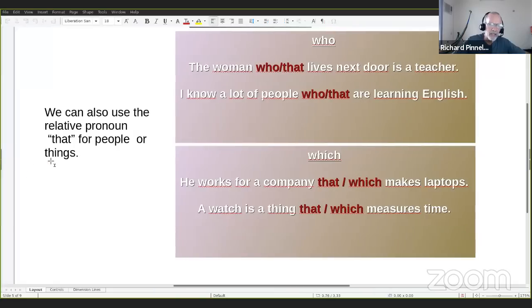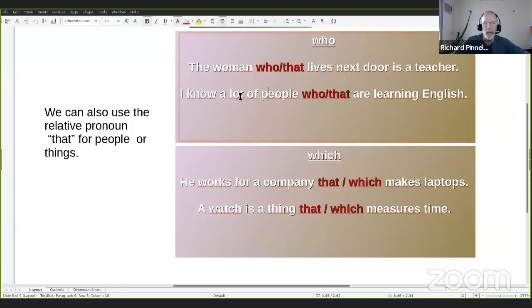So all of these, there are two types of relative clauses. I think we'll look at the two types in a minute. But first of all, in the type that we've seen, which are called defining relative clauses, in a minute I'll explain that, we can replace the who with that. So we have two choices with this type. We can say, the woman who lives next door is a teacher. Or we can say, the woman that lives next door is a teacher. Both forms are correct.